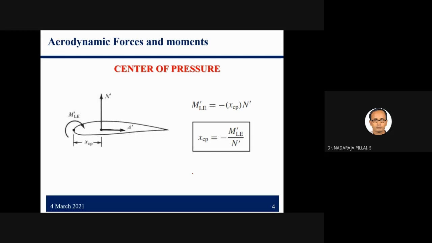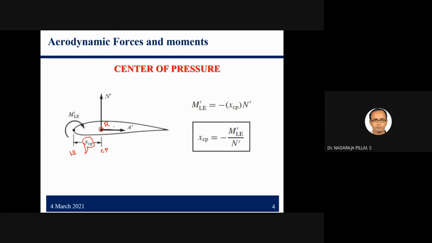In the case I have shown on the screen, this is the airfoil and this is the point where the resultant acts, right? You resolve it in the axial direction A, and in the normal direction you take it as N. And here I draw XCP. You know what XCP is? XCP is the distance from the leading edge of the airfoil to the point where the center of pressure is located.